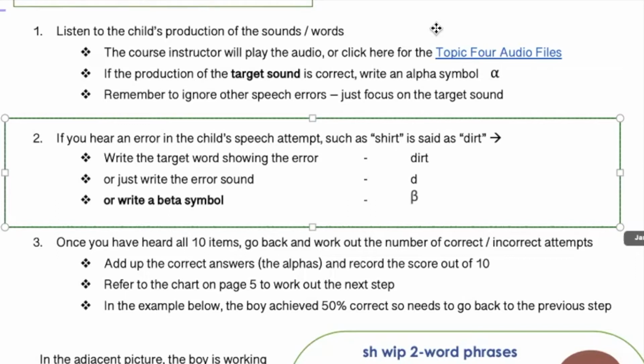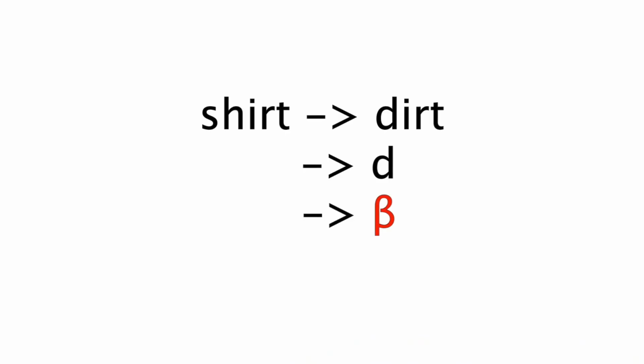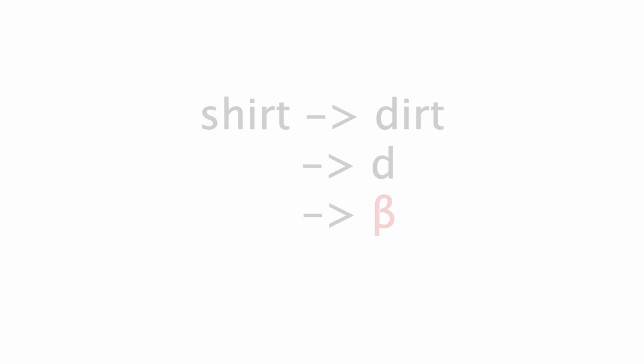Or we could just write a beta symbol. So it's up to the particular situation as to whether you're going to write the whole word, just the sound that's the substitution, the phoneme that's the substitution, or whether we're just going to put a beta. Sometimes we'd do all three. Sometimes we'd write the word dirt, then we'd come back and write a d because we're just highlighting which was the phoneme that was the error, and then we might even put a beta at the end just to make it clear that that was one that was incorrect.